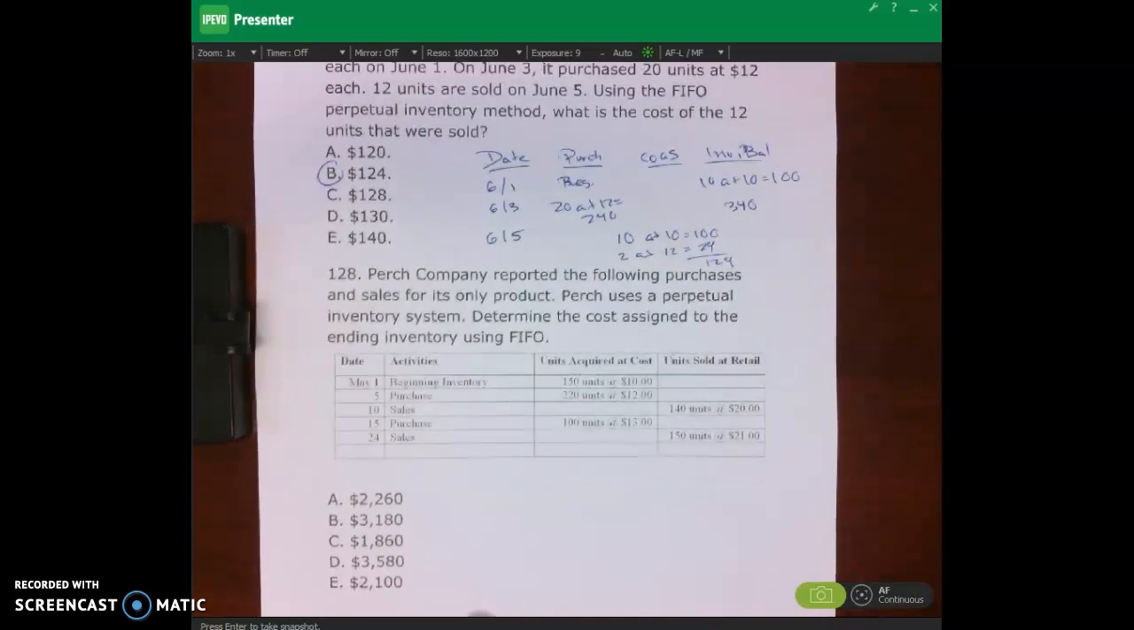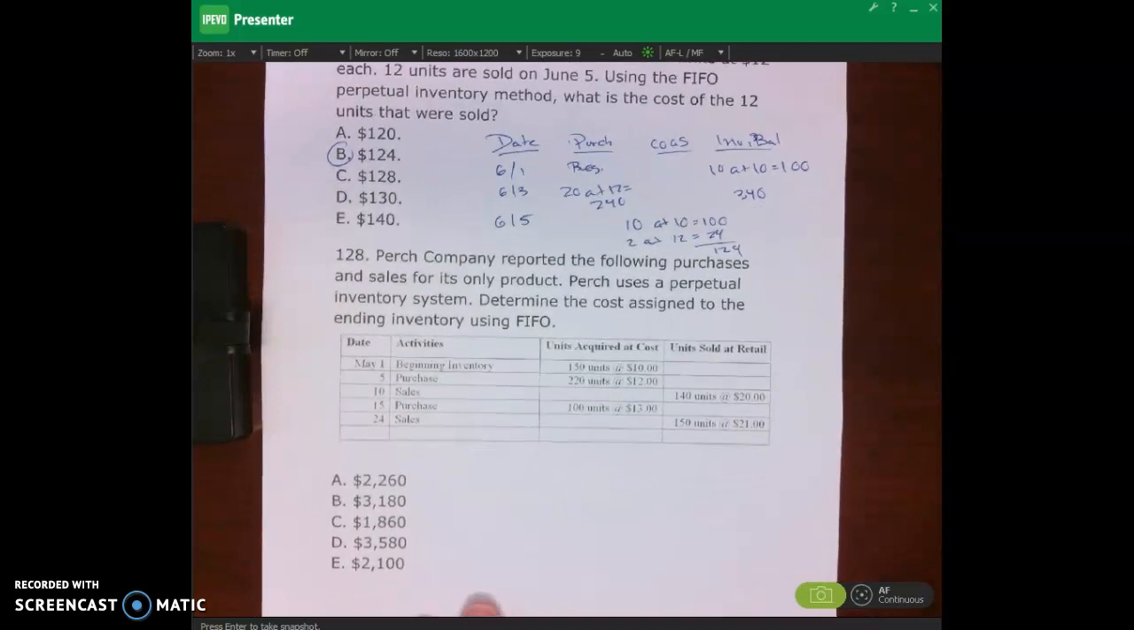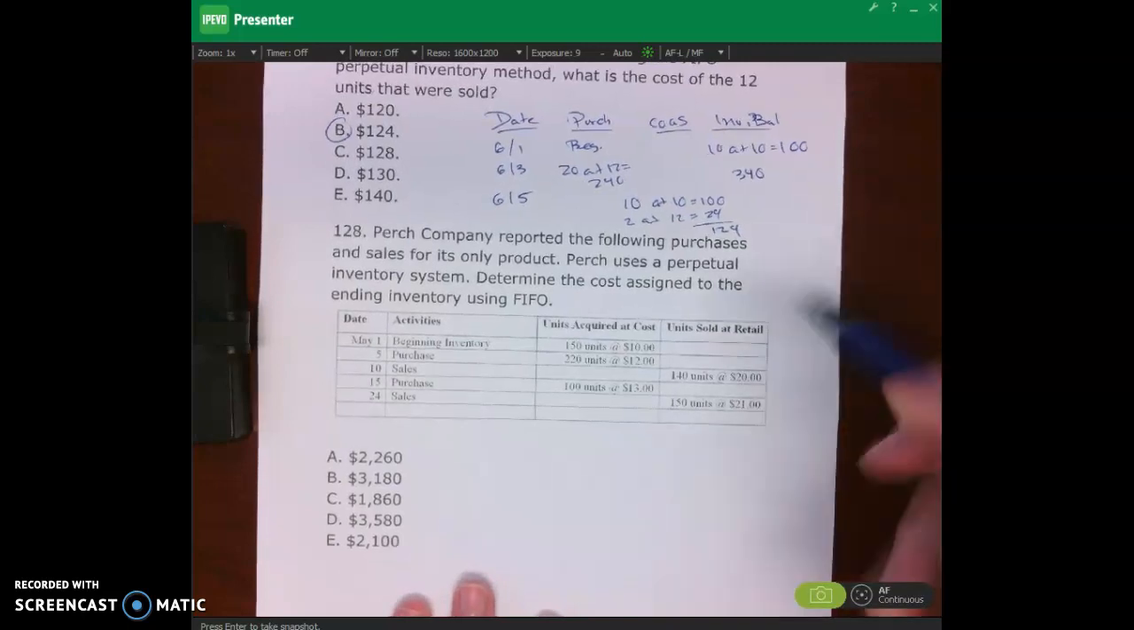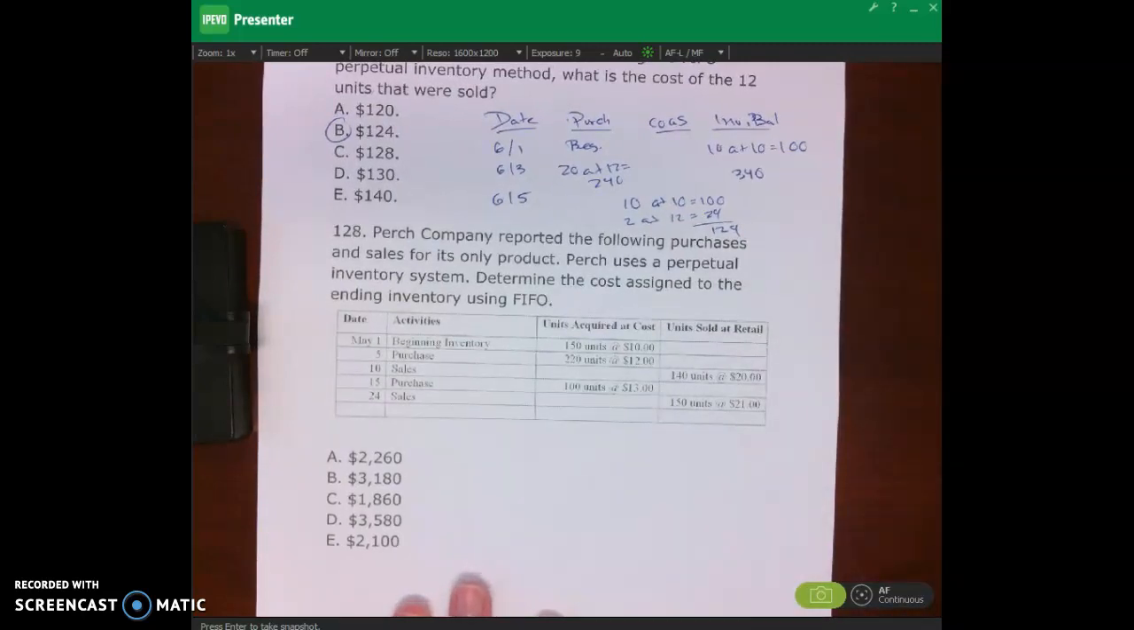Okay? So let's take a look at 128. Let me just go over this table to make sure everybody understands, and then I'll turn you loose to do 128 and 129 and 130 and 131. Okay?